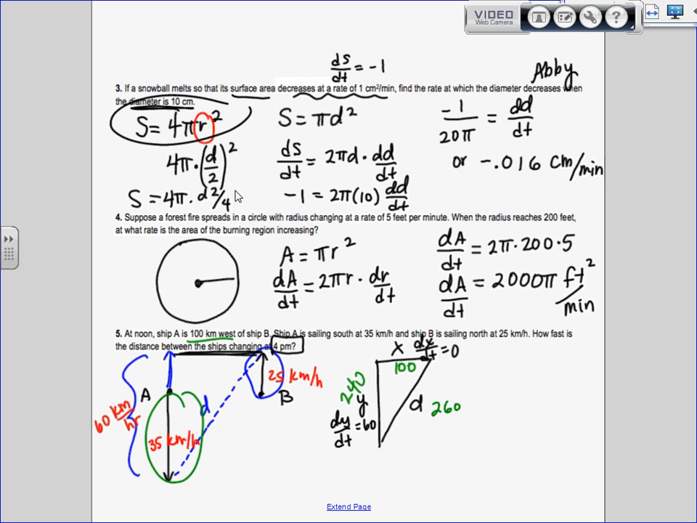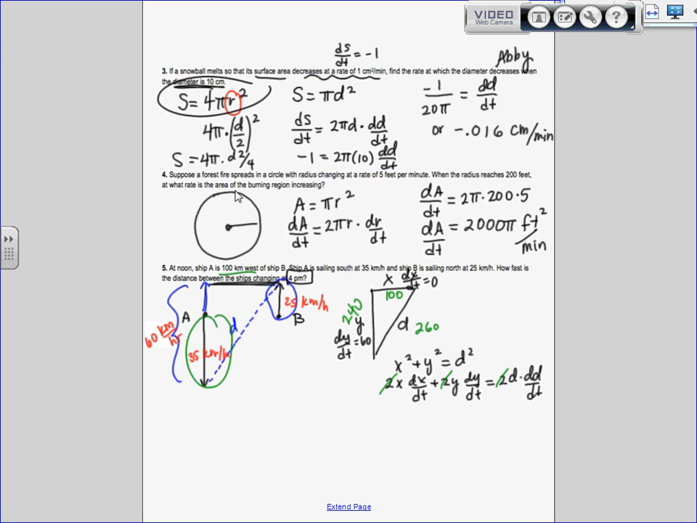So we have that. We say x squared plus y squared equals d squared. We take the derivative. We can divide by 2, so the 2's will all go away. And then we can plug in. So if I plug in x is 100 and dx over dt is 0, and I plug in y is 240 and dy over dt is 60, and then I plug in 260, I can find dd over dt. So 240 times 60 and then divide by the 260.